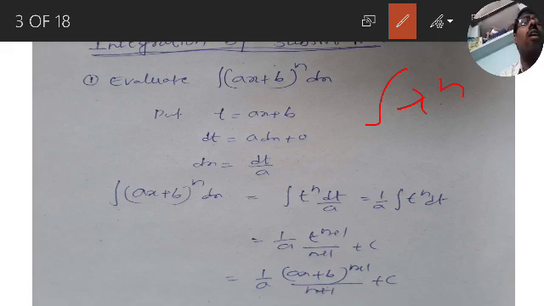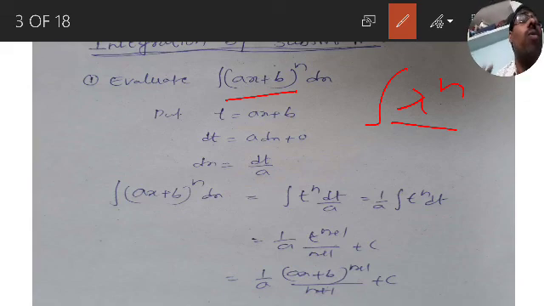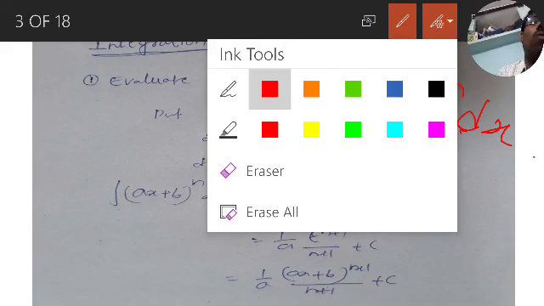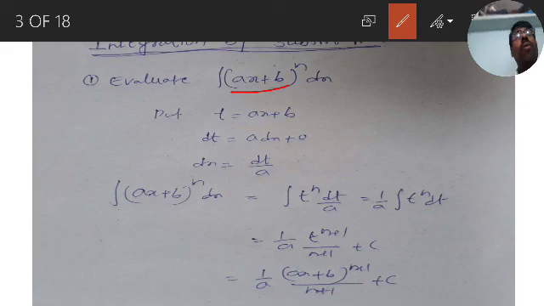But here you see, instead of x, we are having ax plus b. So we have to convert it into the standard form. It is not in the standard form. X to the power of n into d of x is a standard formula. Integration of x to the power of n into d of x. But here, instead of x we are having ax plus b. So what to do? That is the problem. You have to substitute. So we solve it by using substitution. The standard formula is x to the power of n into dx.